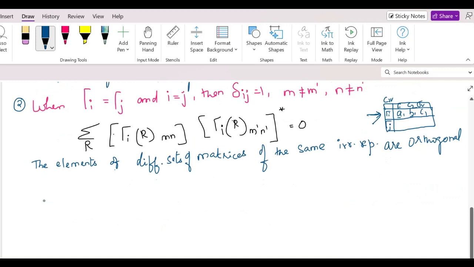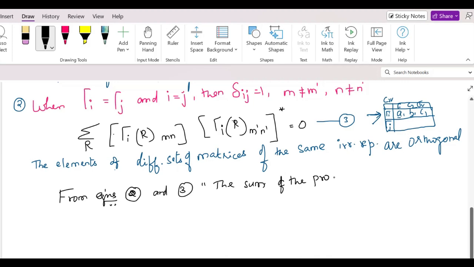So from equation 2 and 3, so let us just consider this to be 3. So what is derived, or what could be concluded. So from equations 2 and 3, okay, so what is that? The sum of the products of the irreducible representation is equal to 0. Okay, which is actually representing the Great Orthogonality Theorem.